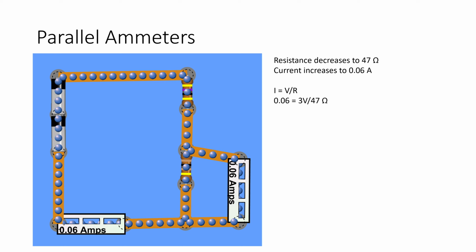Now, what if we put an ammeter in parallel to our 100 ohm resistor? Well, the resistance is actually going to decrease to 47 ohms from our initial resistance, and our current is going to increase to 0.06 amps. And this is because the current is going to take the path of less resistance. We are assuming that our ammeter does not have any resistance, so no current is going to flow through that other resistor. And then from Ohm's law, current is equal to total voltage divided by total resistance, 0.06.